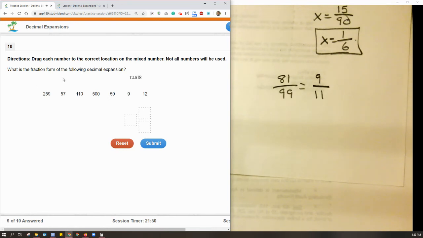Number 10, what is the fraction form of the following decimal expansion? This is 12.518 repeating. Well, guess what it's going to start with? It's going to start with 12 when we convert it. So now all I have to do is worry about the 0.518 repeating. So it's 0.5, and then just the 18 is repeating: 0.5, 18, 18, 18, 18, 18.